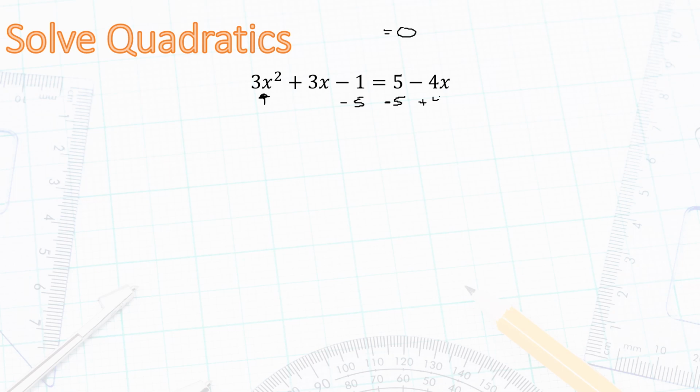And then we're going to add 4x to both sides as well. So these will cancel on the sides, leaving with 0. I'm going to have 3x squared. 3 plus 4 is 7. And minus 1 minus 5 is minus 6 equals 0.